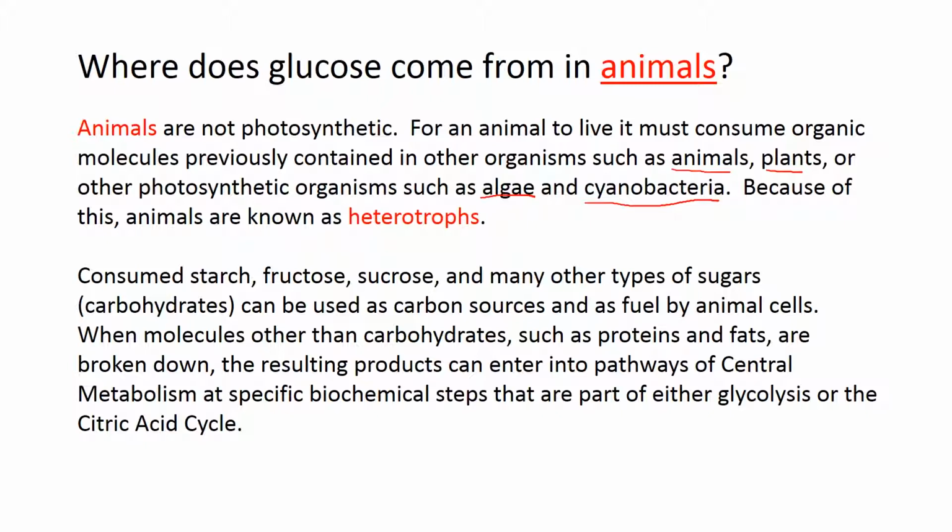So, consumed starch, fructose, sucrose, and many other types of sugars, which are all carbohydrates, can be used as carbon sources and as fuel. Now, when molecules other than carbohydrates, such as proteins and fats, are consumed and broken down, the resulting products of the breakdown of those proteins and fats can enter into pathways of central metabolism at specific biochemical steps that are part of either glycolysis or the citric acid cycle, as I mentioned earlier.